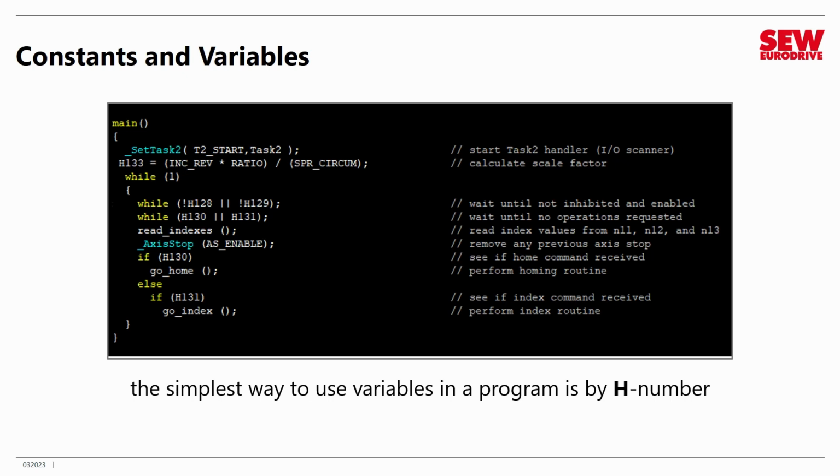The simplest way to use variables in your program is just use their H numbers, like this. H133 equals, and then you give it an expression of some kind. Throughout this code, you'll notice lots of H numbers in here. Okay, that is perfectly fine. That is a perfectly legal way of doing variables. Of course, you always have to be sure that you've picked valid H numbers that you're allowed to use. So you need to be sure to avoid using the reserved variables improperly. So always be careful about that.